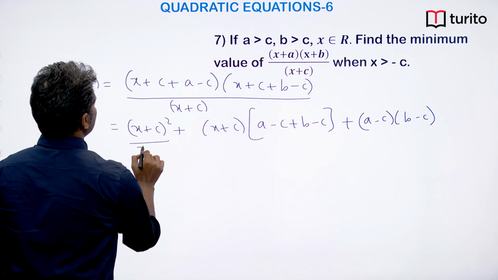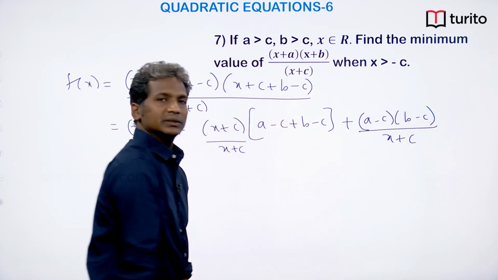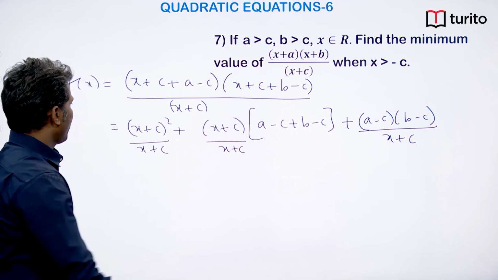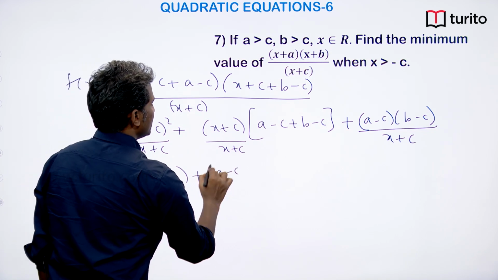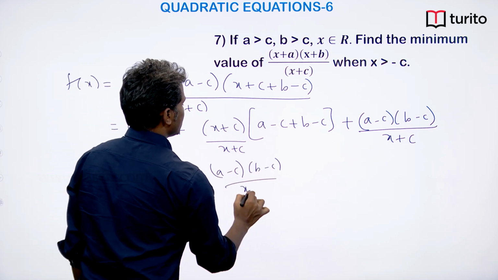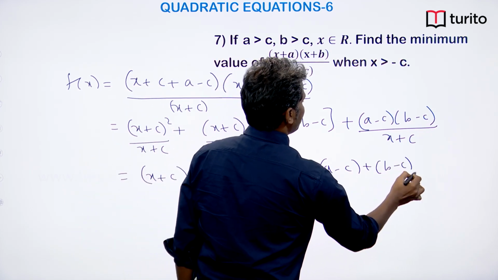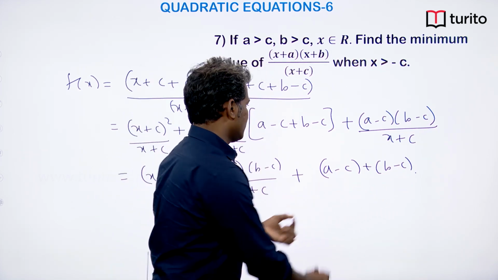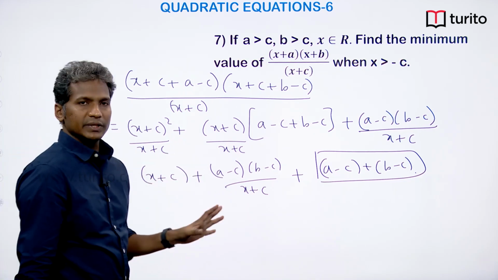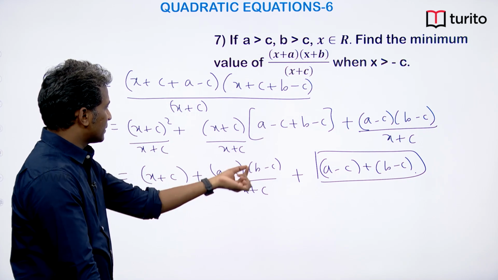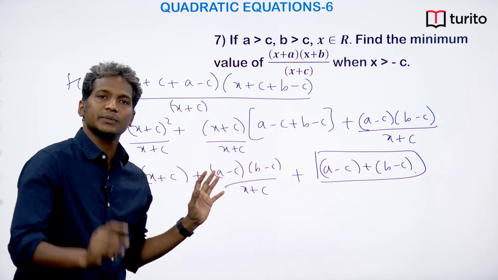So let me divide x plus c into each of these terms separately, because anyway we are dividing. So it comes out to be somewhat like this: x plus c, plus a minus c into b minus c by x plus c, plus a minus c plus b minus c. Okay. Now, this is anyway a constant term, so there is no issue with these two terms. Now, how to proceed with this? Assuming that all these are positive terms, because we have already analyzed the sign, every factor involved here is positive.